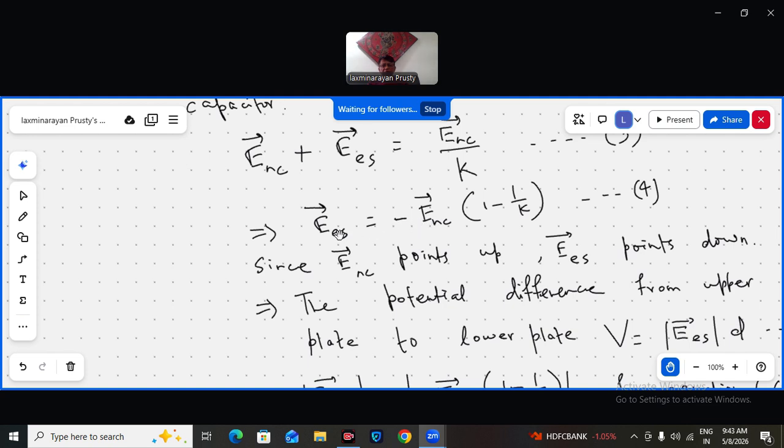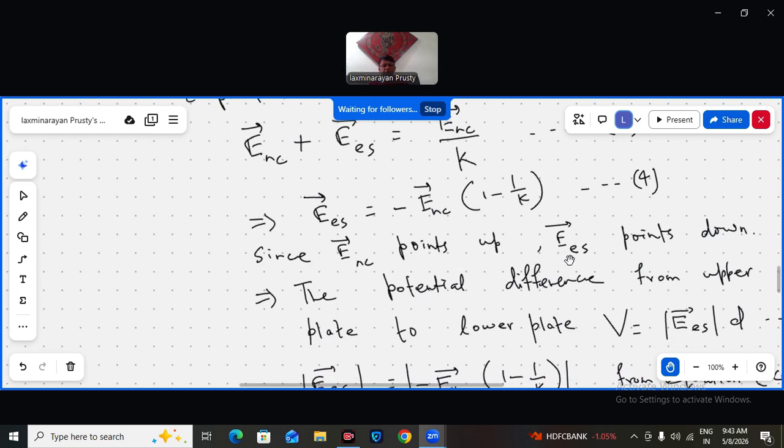So as you see from this equation, the directions of ENC and ES will be opposite to each other. Since ENC points up, ES points down, because this is a positive fraction. So the minus sign ensures that the electrostatic field direction and ENC direction are opposite. When ENC is upward, ES, the electrostatic field, is downward. Okay.